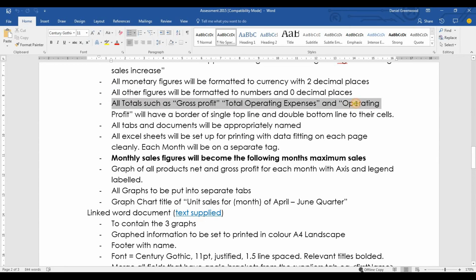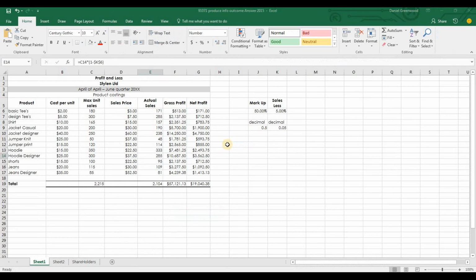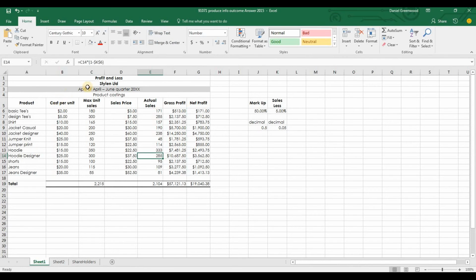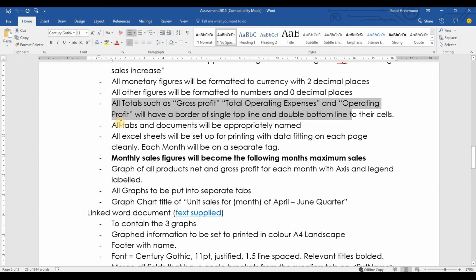Total such a... Okay, so the totals, this is where this border thing comes in. Of growth, such as gross profit, operating expenses, top single bottom, so there it is down there. I've totaled a few more things, but it's fine. All tabs be named appropriately, so this is for the month of April, so I'm just going to call this April. Makes sense, eh? Right, all exercises, clean month, be separated.